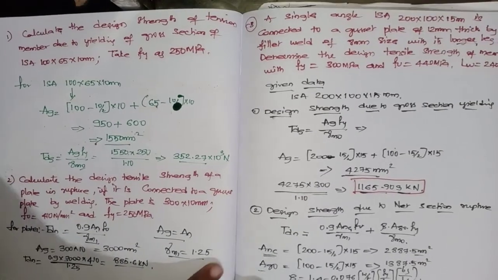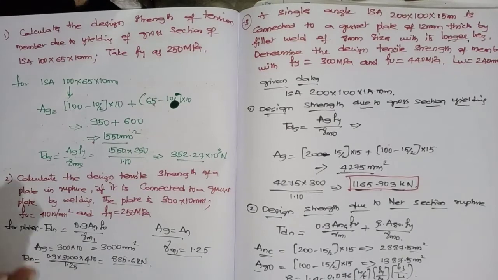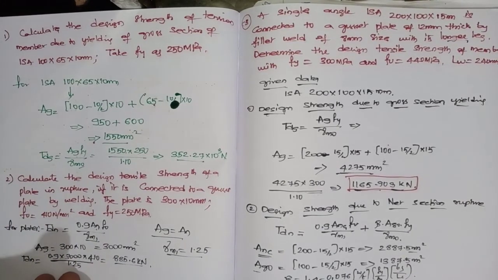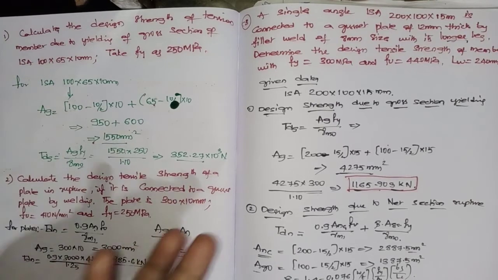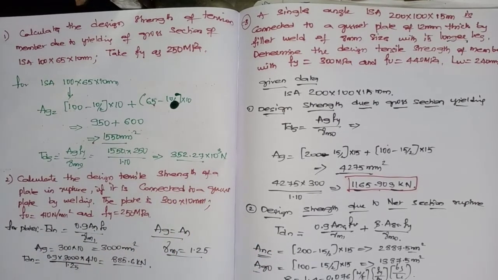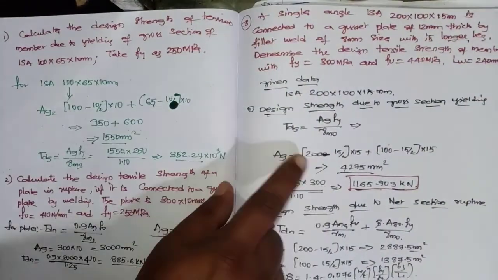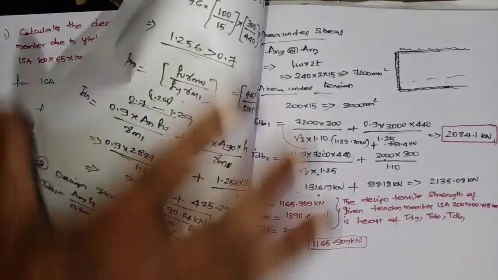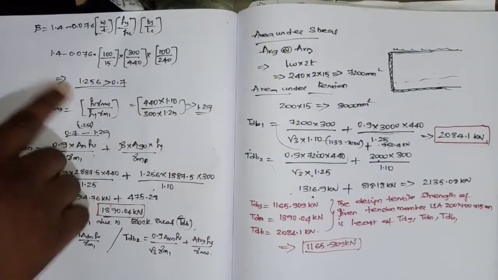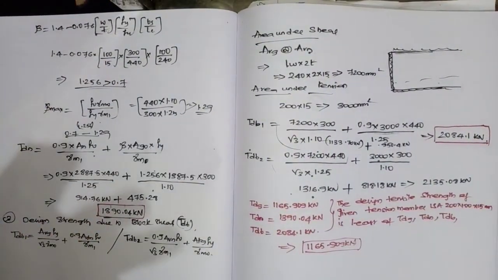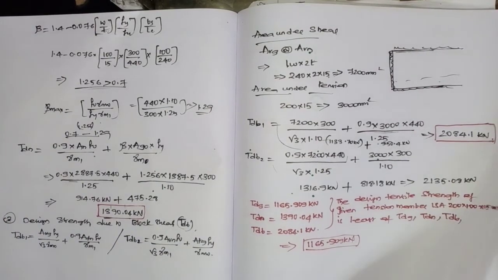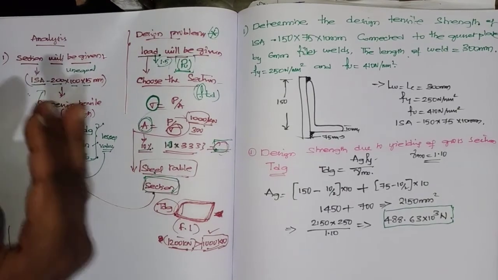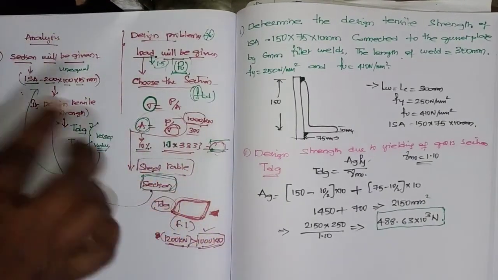Next, further, what we have done, we have seen 3 marks problems. Next, analysis problems, single angle section connected. For analysis, we have done due to gross section yielding, net section rupture, and block shear. Next, we have seen the difference between an analysis problem and a design problem. Once again I will clearly explain this.